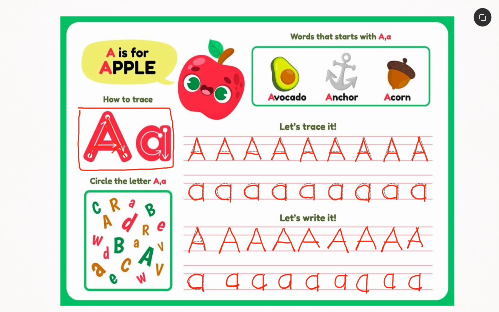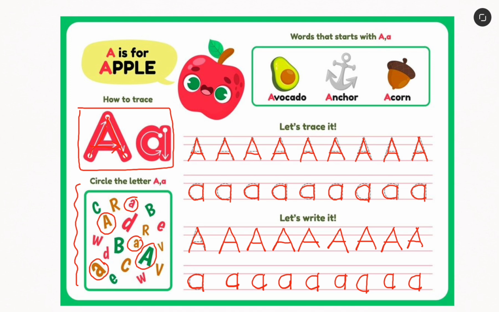Okay, very good. So now that we are done tracing it, let's look at this aspect of the worksheet. We are to circle the letter capital A and small a. So let's do that. We have capital A here. We have capital A here. We have small a here. Small a here. Small a here. Okay, and that is it.